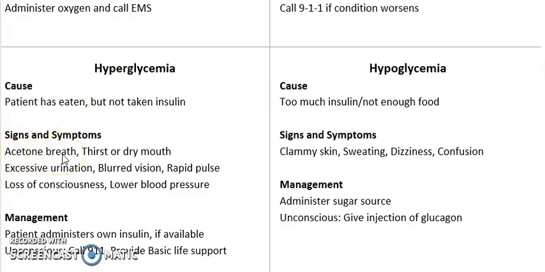acetone breath, that the breath of the patient smells like acetone. They will be thirsty, or they have dry mouth. There will be excessive urination, blurred vision, rapid pulse, loss of consciousness, and so on.